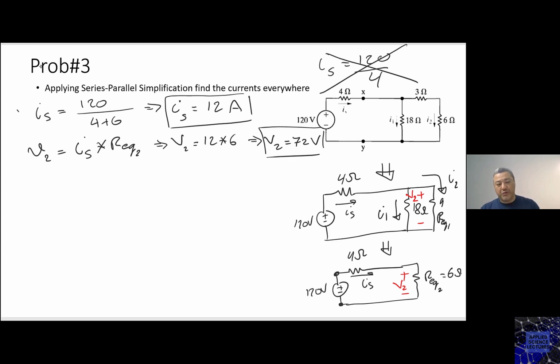Now I know V2. Now I can find I1 and I2. So I1 is V2 over 18, and I2 is V2 over 9.